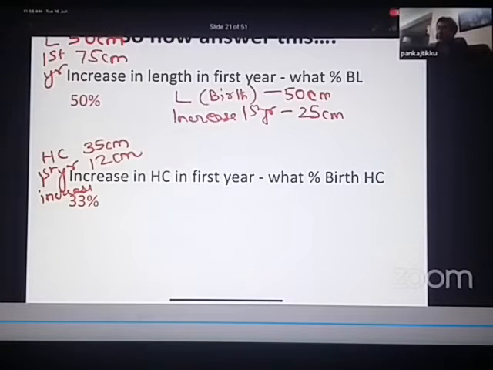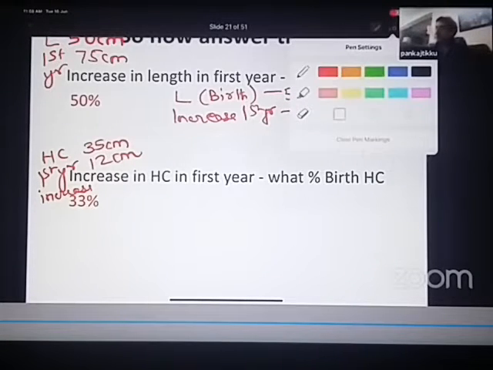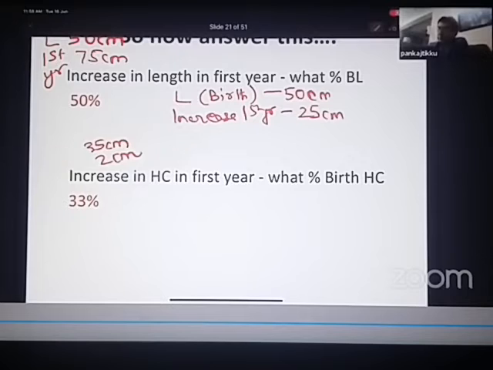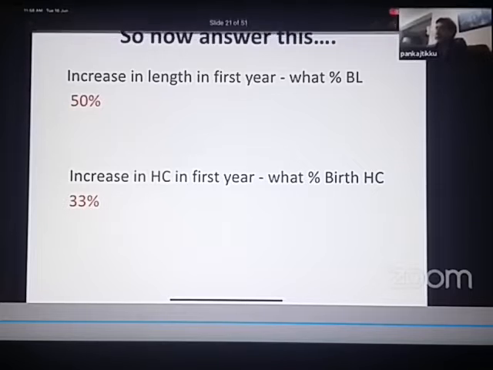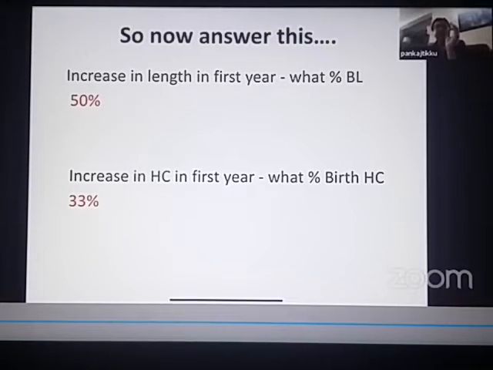So please remember this. This is very important. Increase in length in the first year of life is 50% of the length at birth. BL is birth length. And increase in head circumference in the first year is 33% of the birth head circumference.